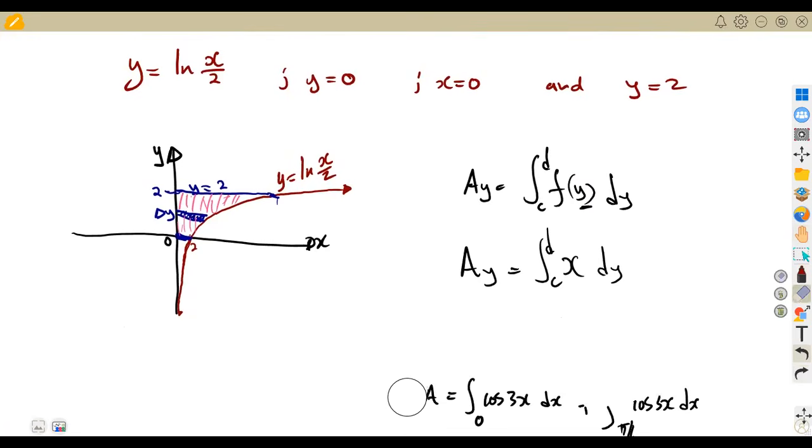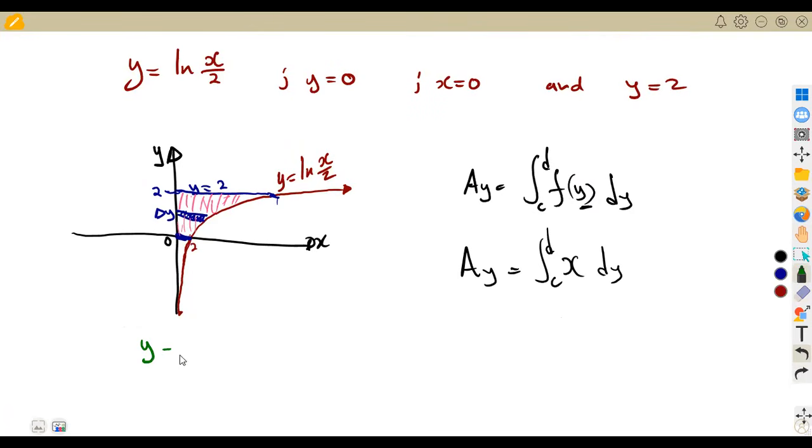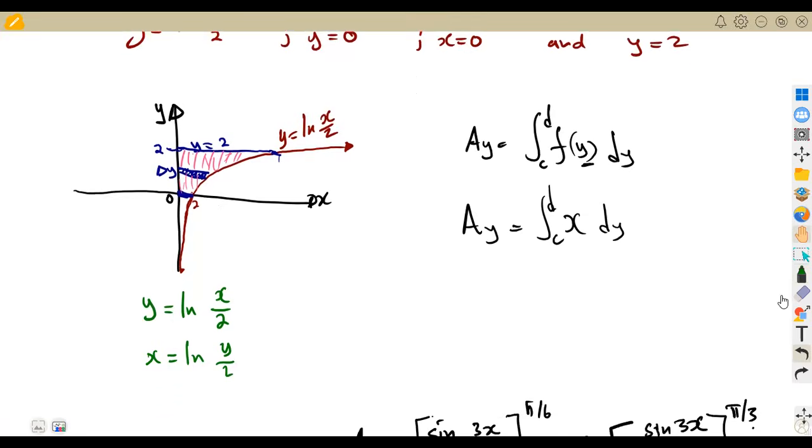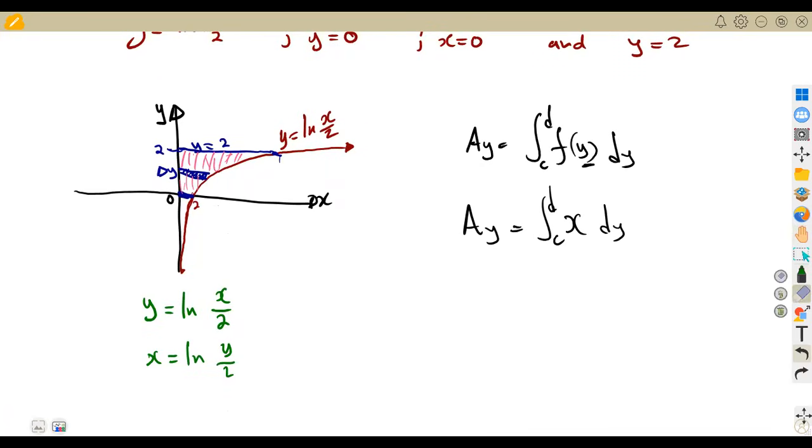So how are you going to make x the subject in this case? All right, this is what we have. Remember, the ln and exponential are just the inverse of each other. So if we are given y is equal to the ln of x over 2, for us to have x, remember, you can just interchange this. So if we interchange, x becomes y, y becomes x, and it will be ln of y over 2, then we make y the subject.